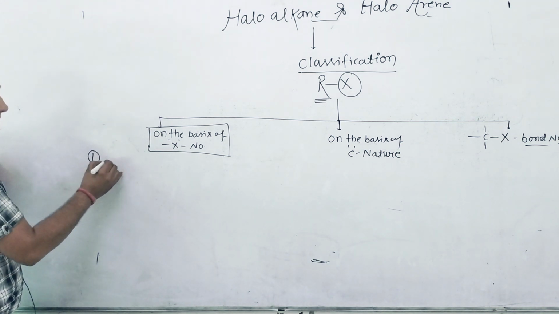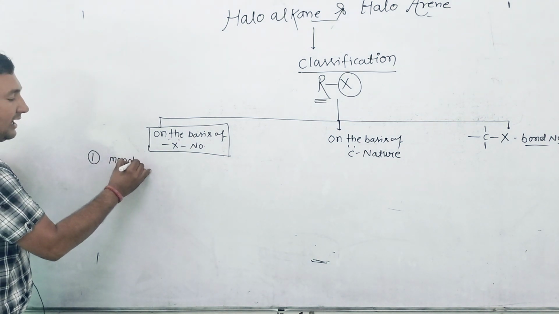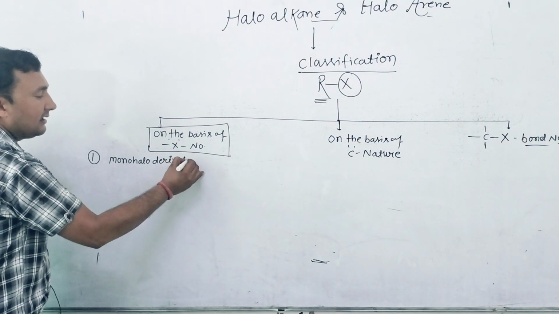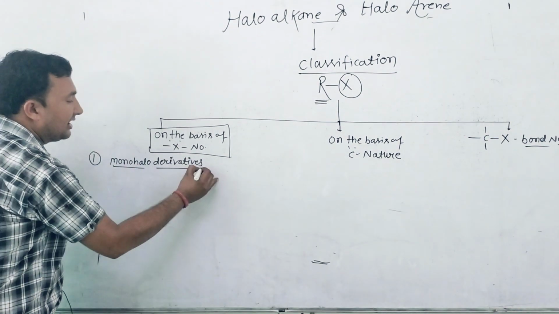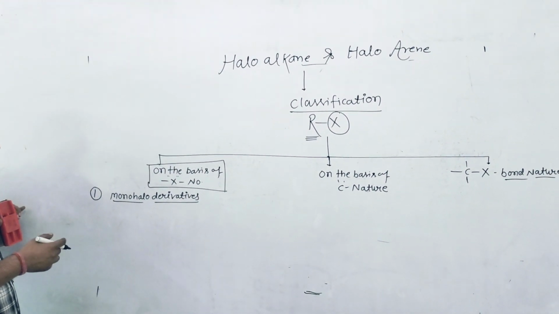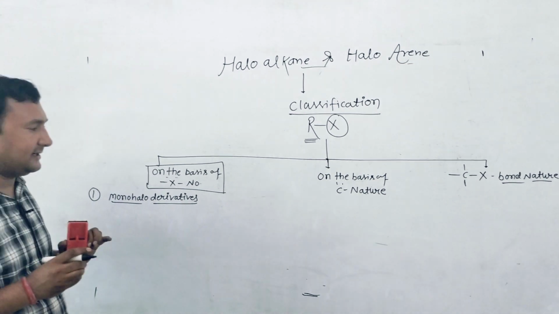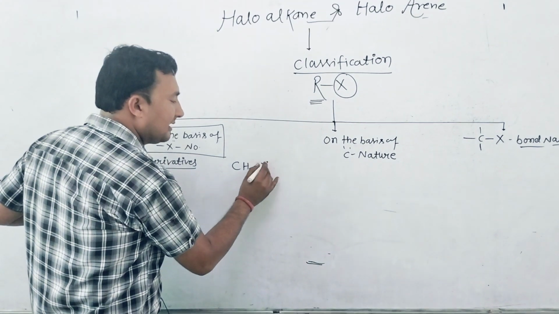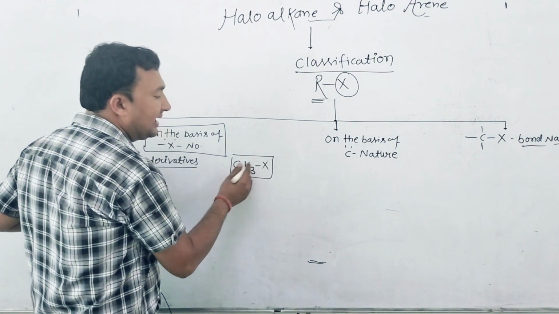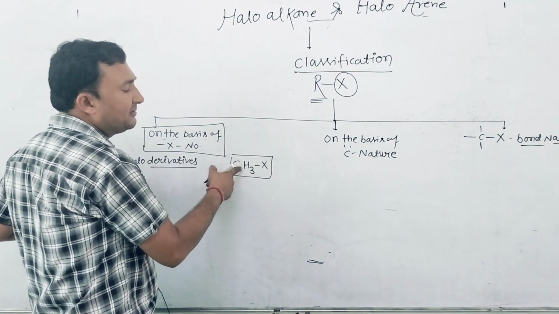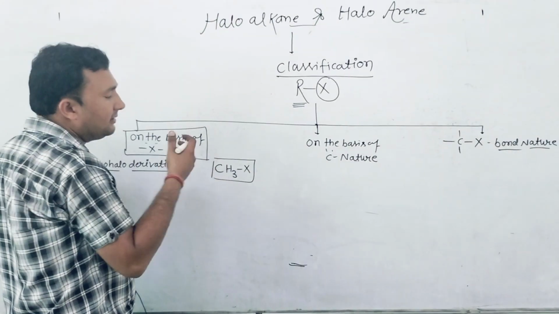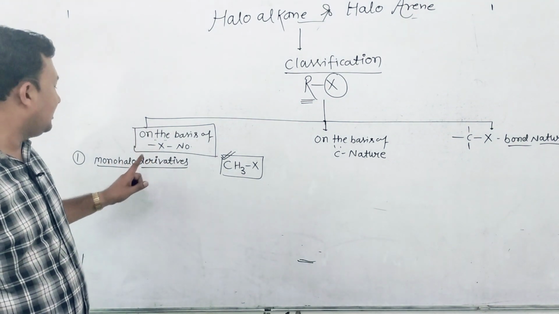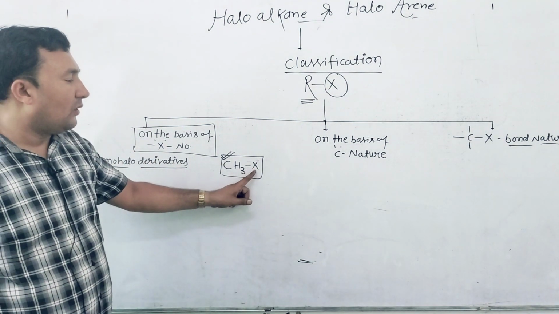The first one is mono halo derivatives. Mono halo derivatives are those kinds of alkyl halides in which only one halogen is present. For example, methyl halide, CH3X. Here we can have fluorine, chlorine, bromine, and iodine. So whenever you have only one halogen, you call that a mono halo derivative.